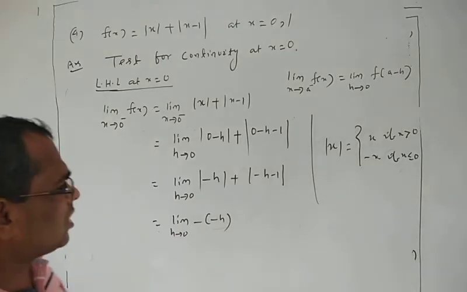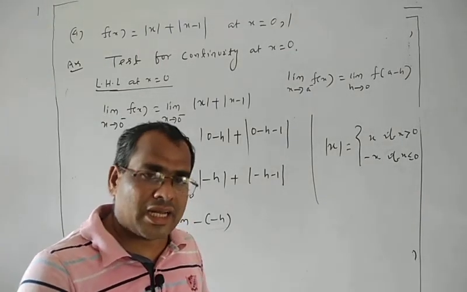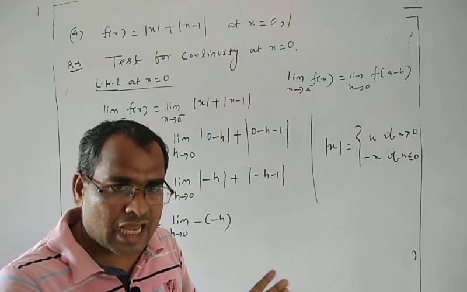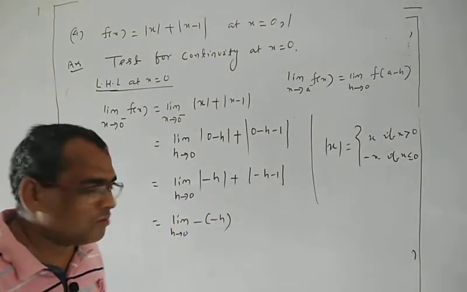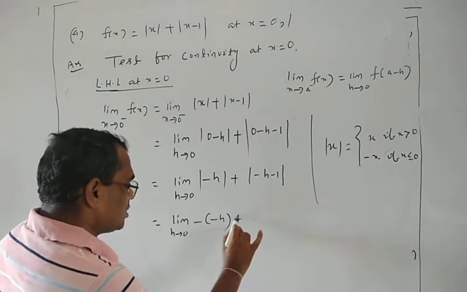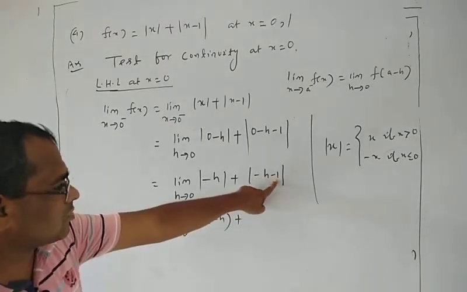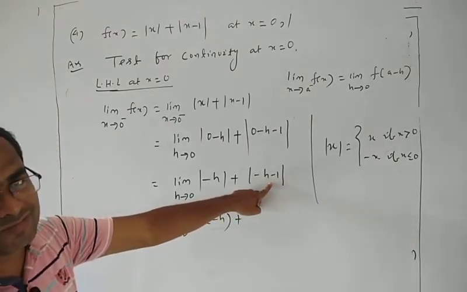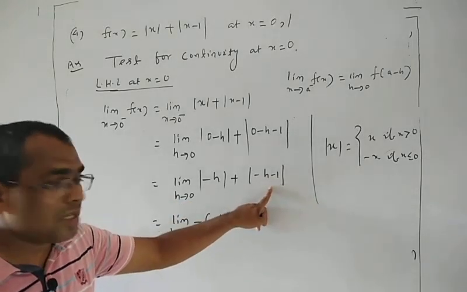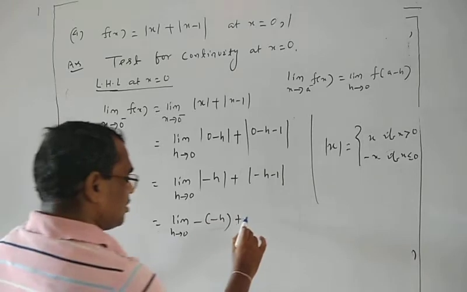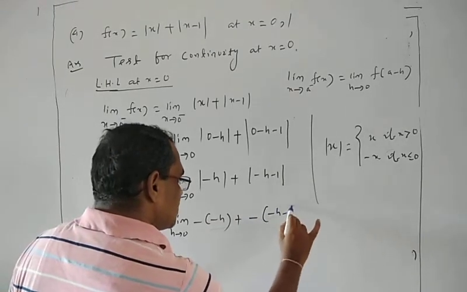Or you can write also mod x is equal to minus x. And this is a plus here, minus h minus 1. This also indicates a negative value. If it is negative, after taking modulus, it will be minus of minus h minus 1. So this is minus of minus h minus 1.